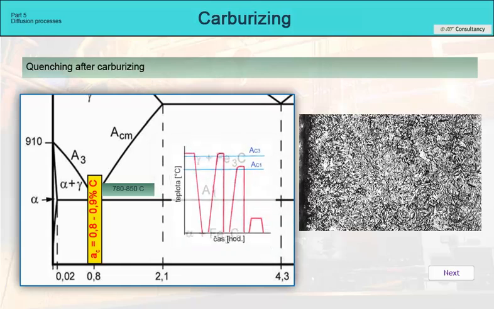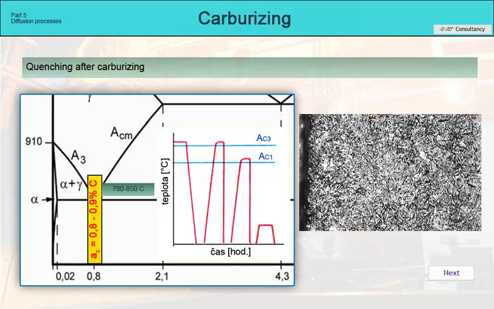The last variant is the so-called layer and core hardening. After carburizing, the batch is removed from the cold chamber, heated again to a temperature according to the carbon content in the core, to 900 to 950 degrees Celsius, and quenched. Subsequently, the batch is washed and heated again, this time to a temperature corresponding to the amount of carbon in the layer.